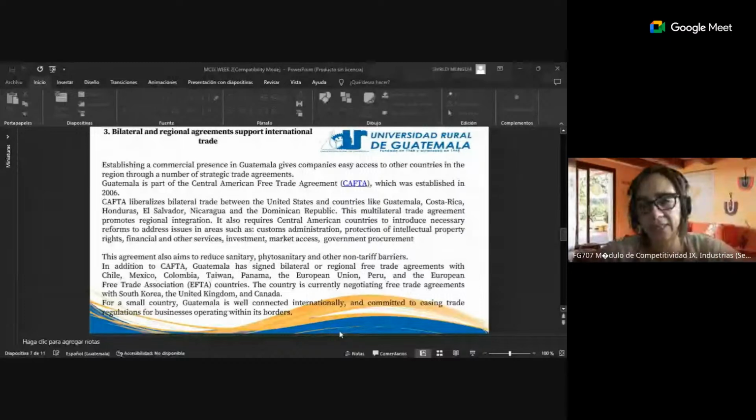In addition to CAFTA, Guatemala has signed bilateral or regional free trade agreements with Chile, Mexico, Colombia, Taiwan, Panama, the European Union, Peru, the European Free Trade Association countries, South Korea, China, the United Kingdom, and Canada. For a small country, Guatemala is well connected internationally, and continues in trade with these. This is another benefit of doing business in Guatemala, because all these trade agreements give the opportunity for people to come here and invest in our country to get more market around the world.